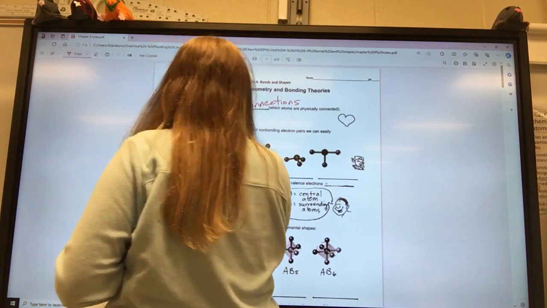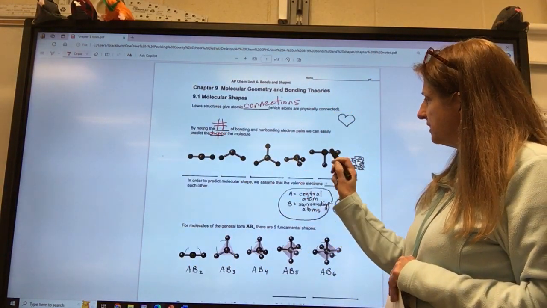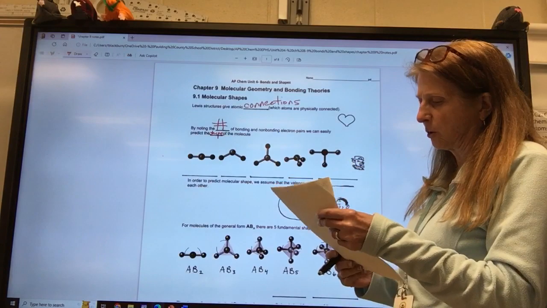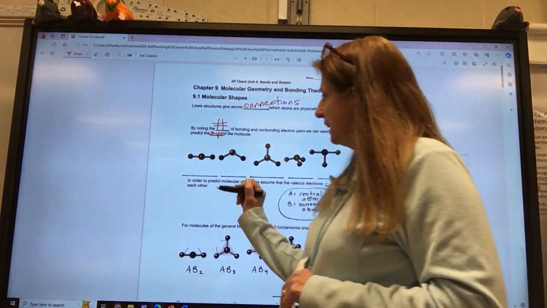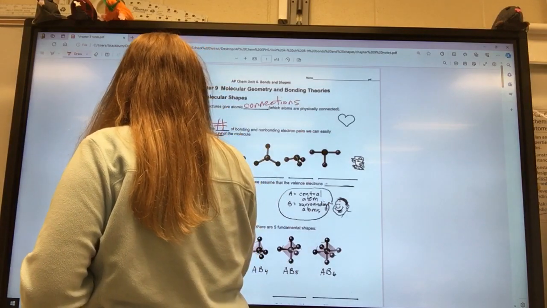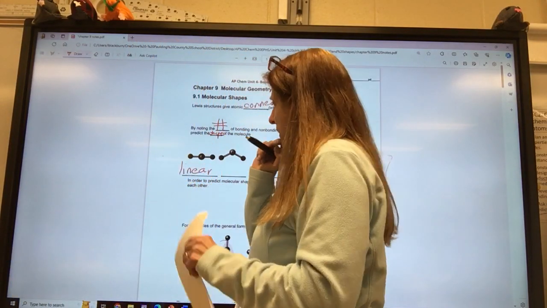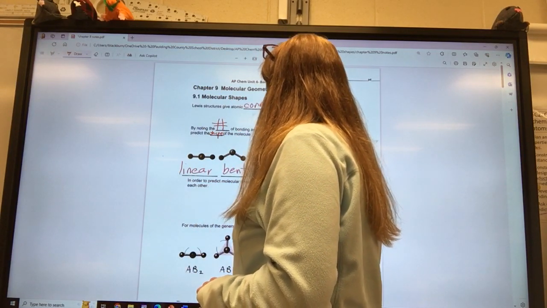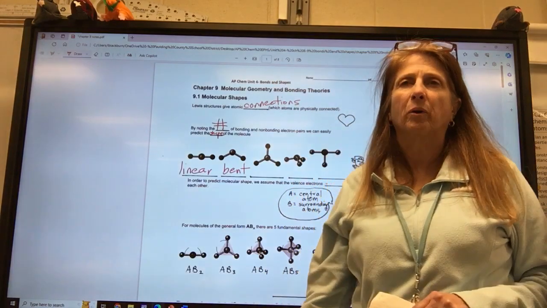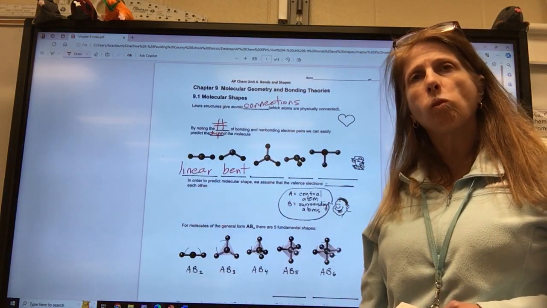All right, so these are the ones we just did, some of these, and we're going to talk about them all. So this is our first one we did, and it is a linear. Our second one, this one is called bent. I like these names. They go with what they look like, right? That looks bent, yes?